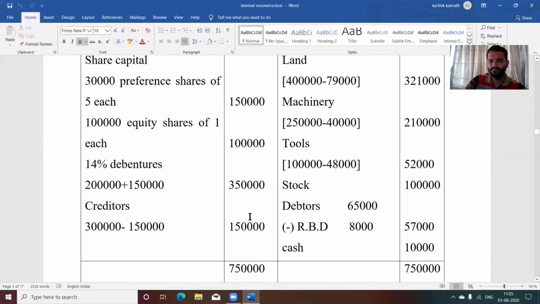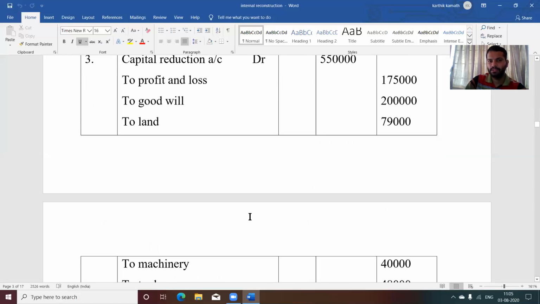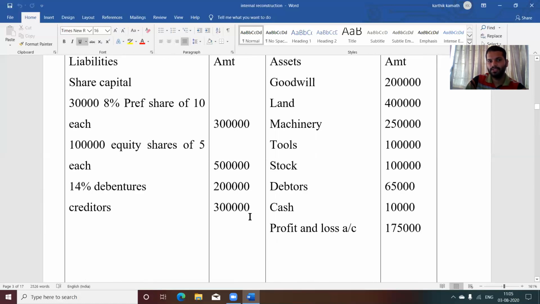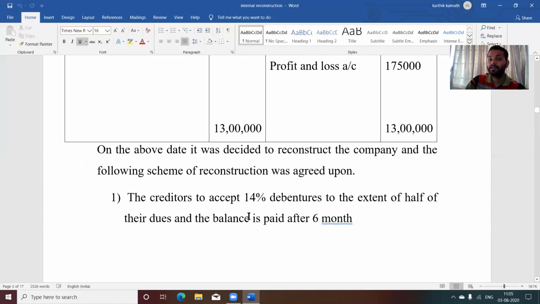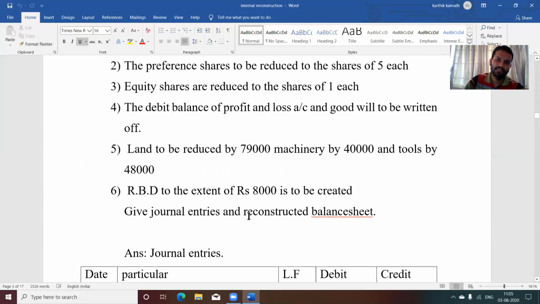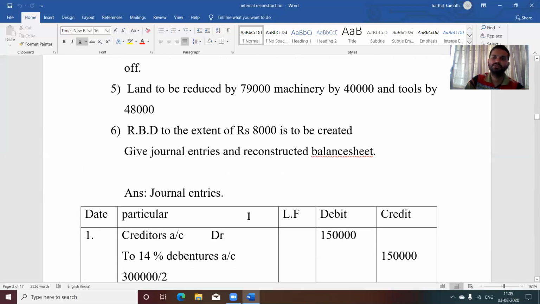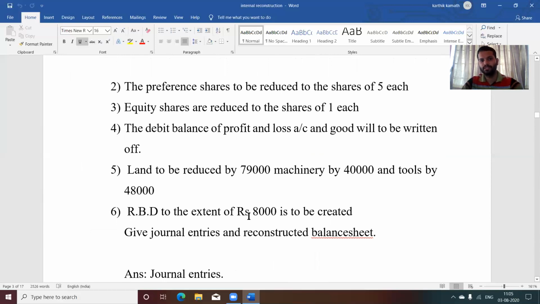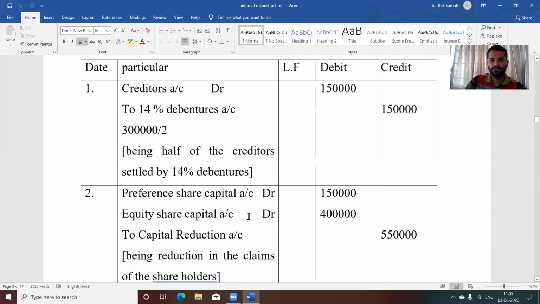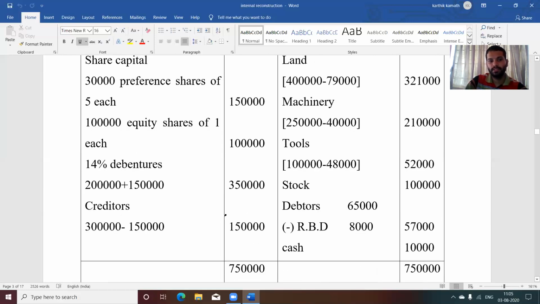14% debenture. If you see the balance sheet, 2 lakh is 14% debenture, but the creditors have accepted 14% debenture to the extent of half of their dues. Whenever they are accepting 14% debenture, it is nothing but debentures issued to the creditor. So basically, the debentures are issued to the creditor.